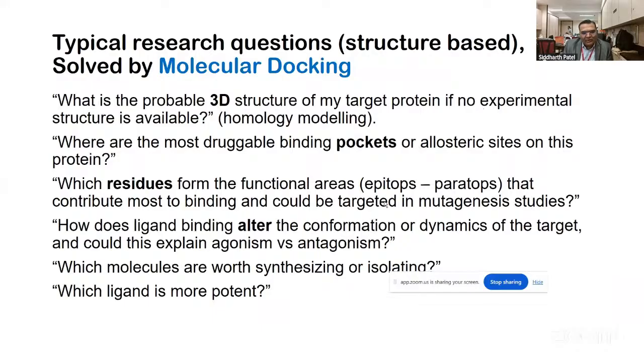The next one is, which molecules are worth synthesizing or isolating? Sometimes it happens that, let's say, Vinca alkaloids have 400 phytoconstituents. Datura has 500 phytoconstituents. So out of those 400, 500 phytoconstituents, which one is most effective? Or if I want to isolate and sell it, if I want to make a business out of it, how do we decide which phytoconstituent we should target? That can be identified by structure-based molecular docking.